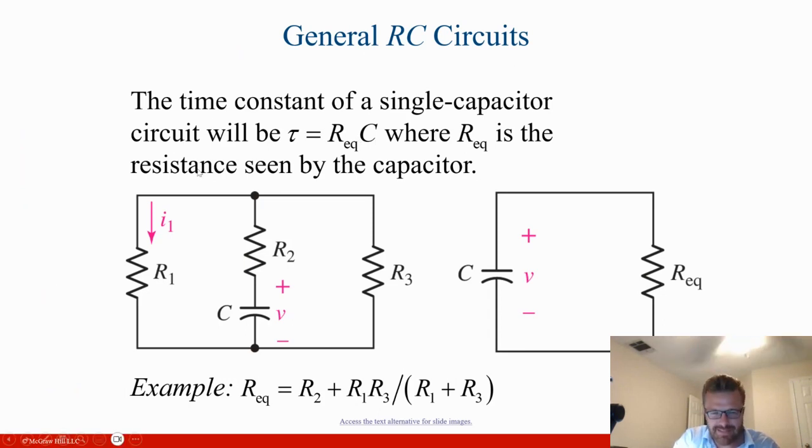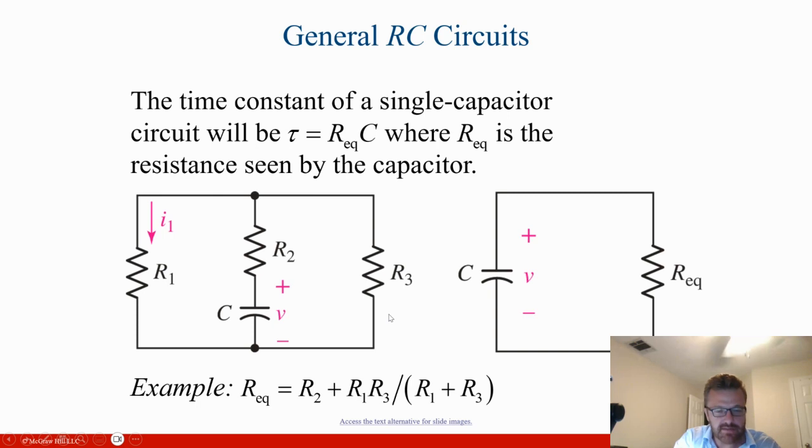And the key point is it's the resistance seen by the capacitor. So you're basically asking yourself, what is the resistance measured from the top of the capacitor to the bottom? So in this case, note that any current that leaves the top of the capacitor has to pass through R2. So R2 is in series. Once it gets to this node, it can branch either through R1 or R3. So R1 and R3 are in parallel. So the equivalent resistance with respect to the capacitor is R2 plus the parallel combination of R1 and R3.